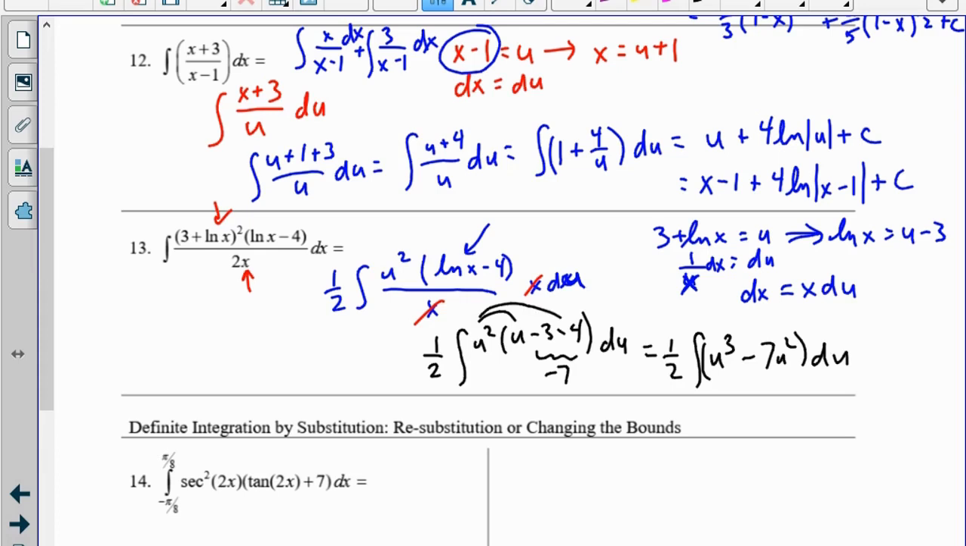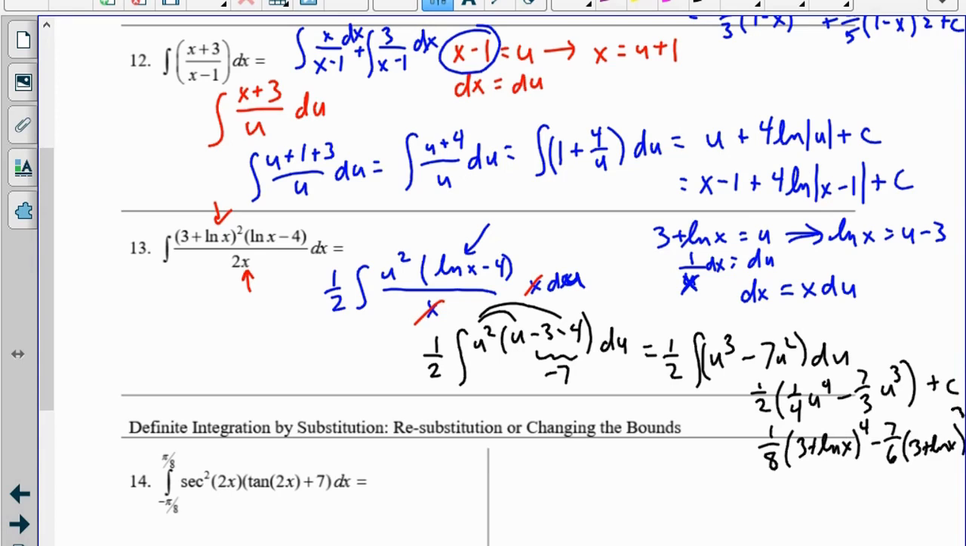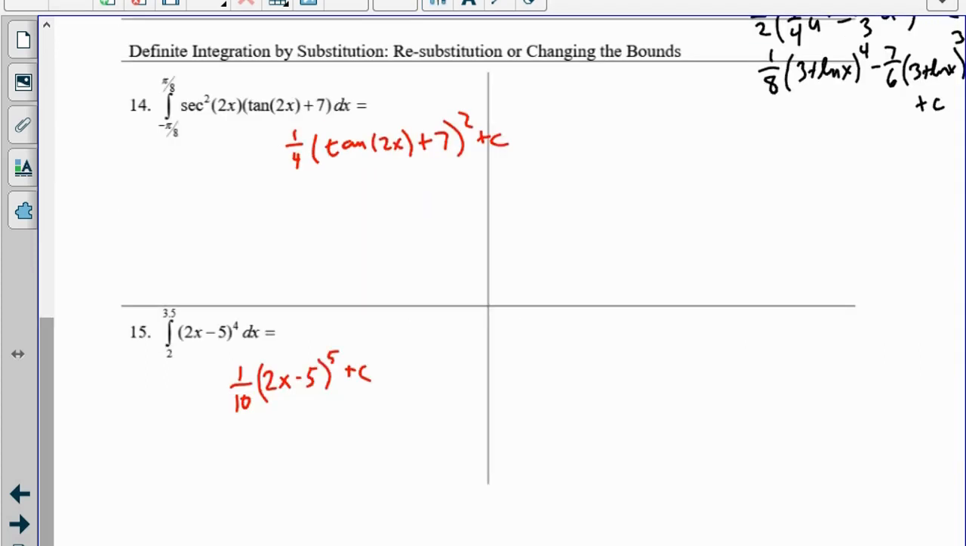And so now I take the integral of this, so I have 1/2 times 1/4 u to the 4th minus 7/3 u cubed plus c, and now I just have to replace the u's with 3 plus natural log of x. So I have 1/8 when I distribute the 1/2 and the 1/4. So I have 1/8 (3 plus natural log of x) to the 4th minus 7/6 (3 plus natural log of x) to the 3rd plus c.